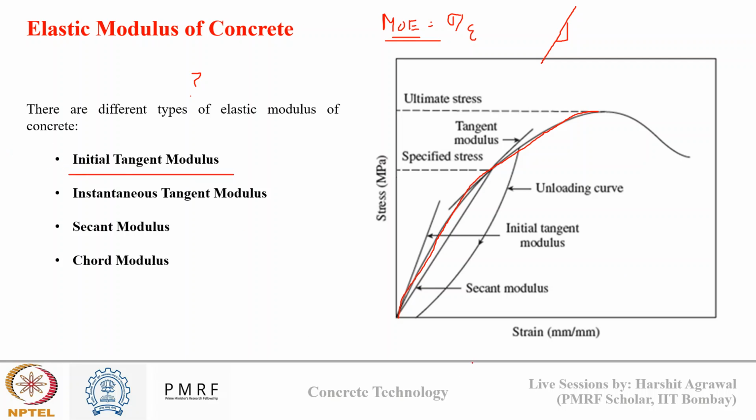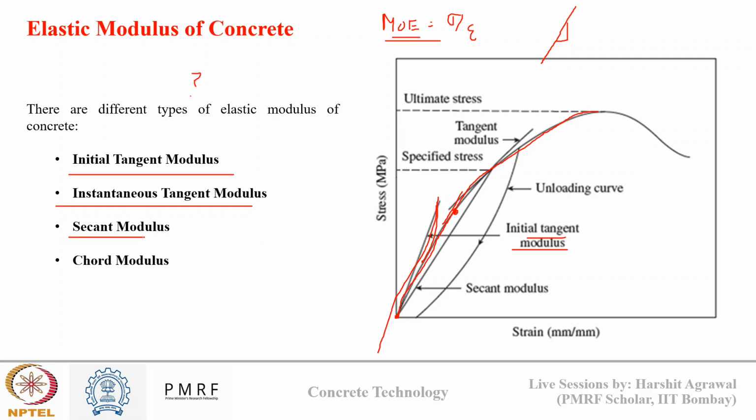Okay, so this is where the slope of stress versus strain is determined at the initial point of loading. At this point, if I'm determining the slope of the line, then it will be my initial tangent modulus. Then the instantaneous tangent modulus: this MOE value is estimated at any point by drawing a tangent. At any point in the stress-strain curve, if I draw a tangent, the slope of that line is my instantaneous tangent modulus.